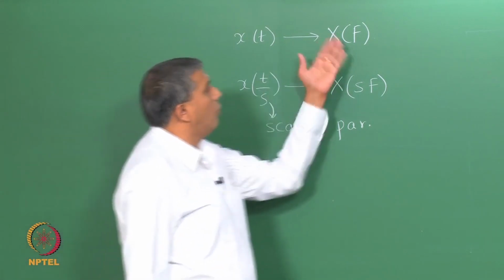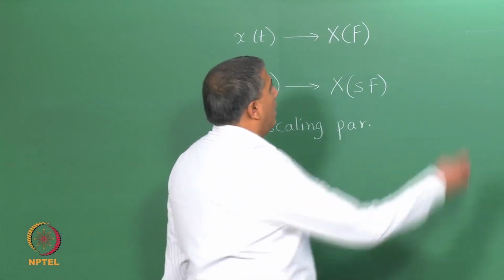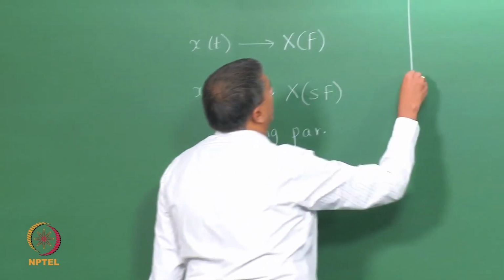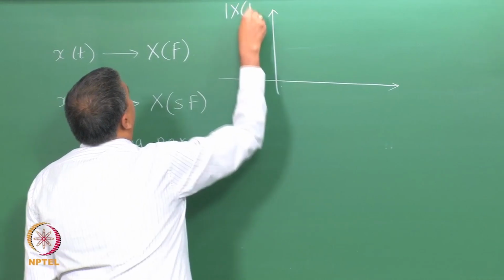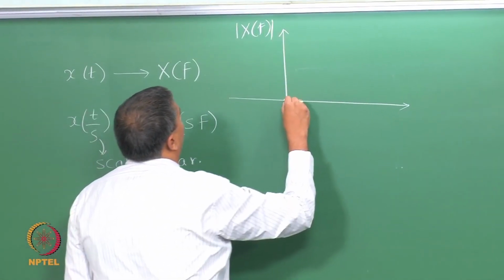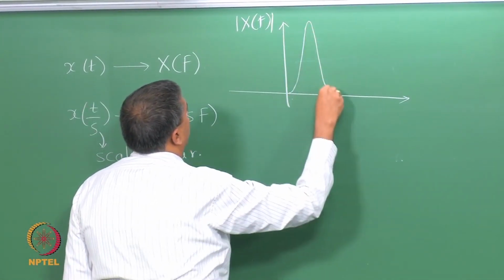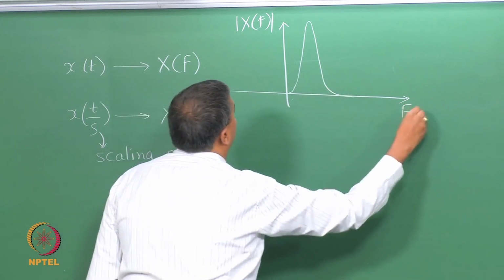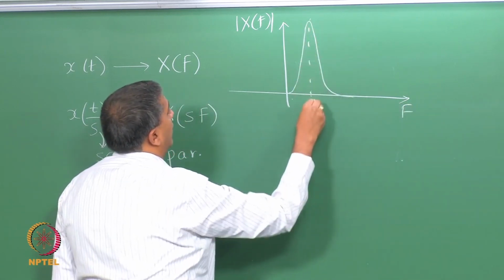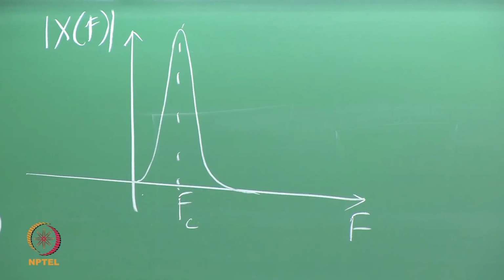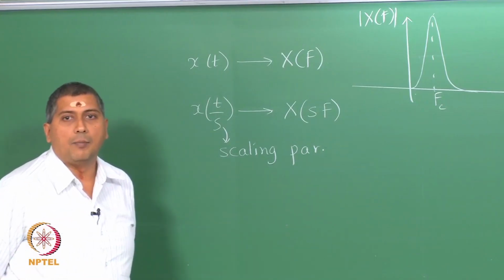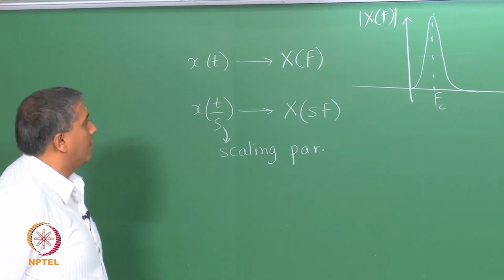Either way, whether it is complex or real, I can look at the magnitude, and let us say that the magnitude of X of f has this kind of a shape, just for the sake of illustration. So, here I have the center frequency Fc. This is what we mean by center frequency. We can think of x of t as the impulse response of a band pass filter. Later on we will make this observation.